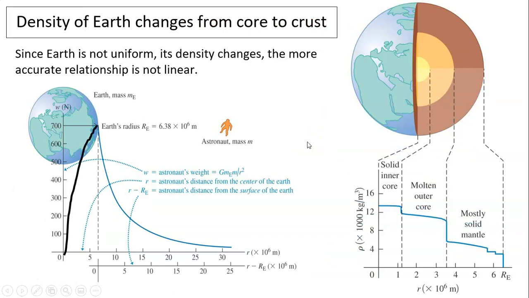The density of the Earth actually changes. It's not constant from core to crust. Inside it is very high, then it gets less and less dense, the least dense at the surface. So the line is not actually straight, but we can approximate it as a straight line.